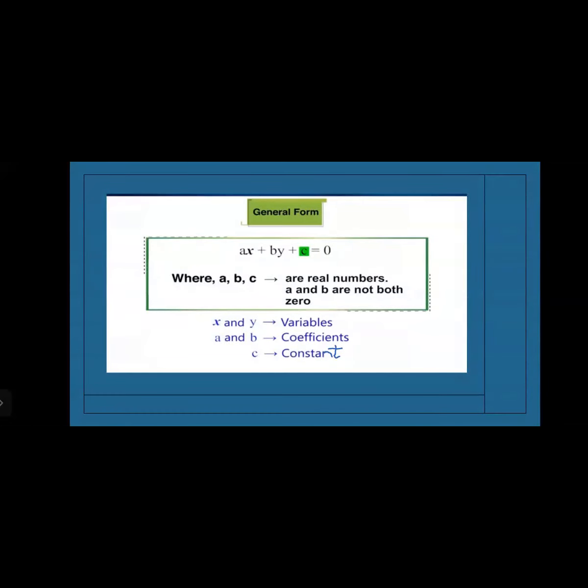Now, what is the general form? There may be n number of equations, and they may not be in order. So to solve a linear equation, we should first understand the general form. Your general form is ax plus by plus c is equal to 0.